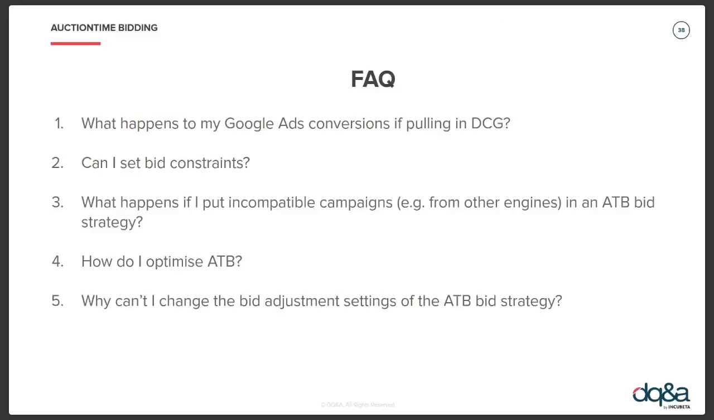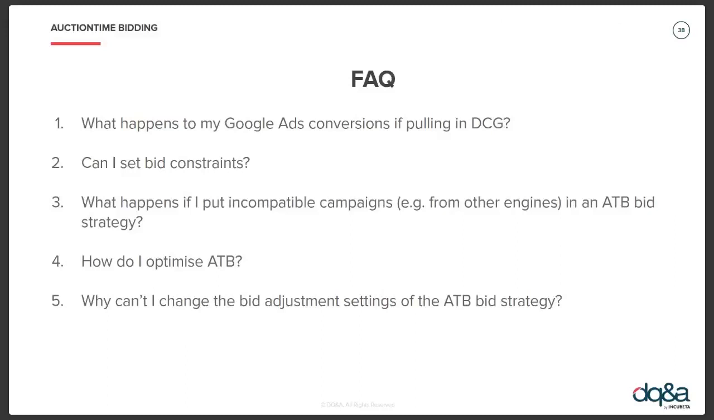So, next question. What happens if I put incompatible campaigns, i.e. from other engines, into an auction time bidding bid strategy? So here, auction time bidding is specifically Google Ads compatible. So actually what will happen is the other campaigns will optimize to intraday, as you would typically expect from your default bid strategies.